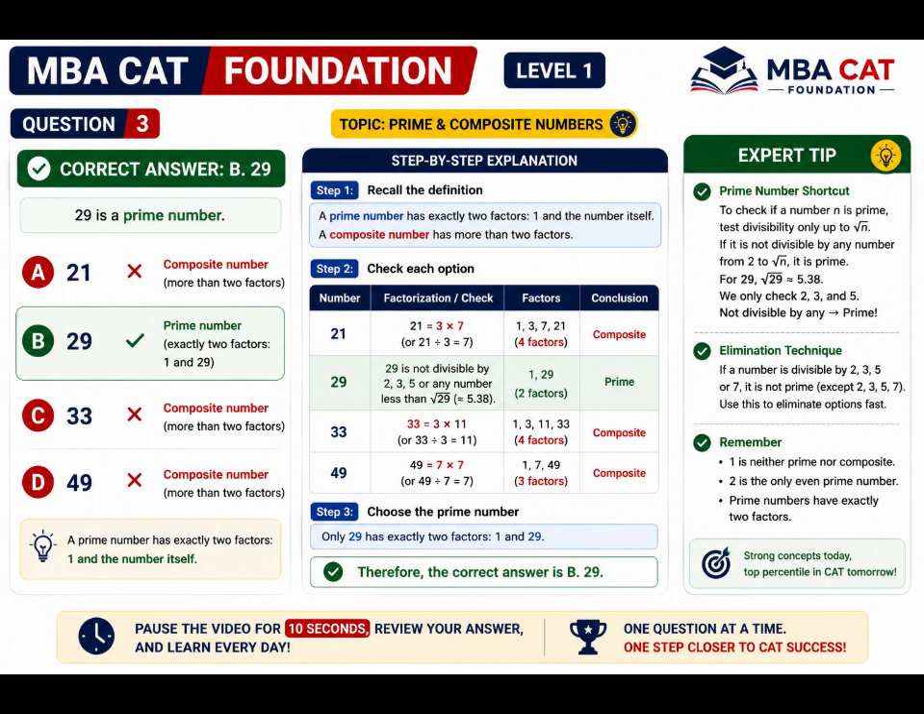Option A, 21. 21 can be written as 3 by 7. Its factors are 1, 3, 7, and 21. Since it has more than two factors, it is a composite number.